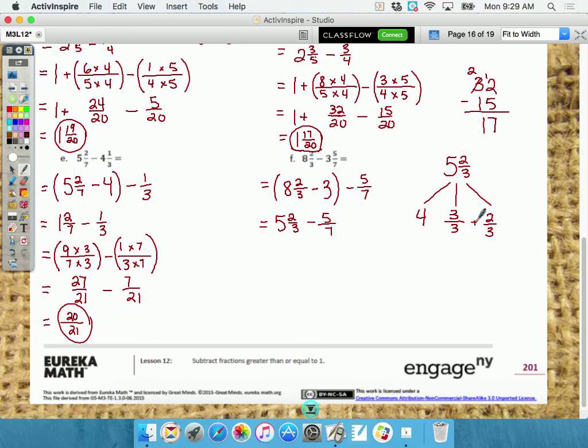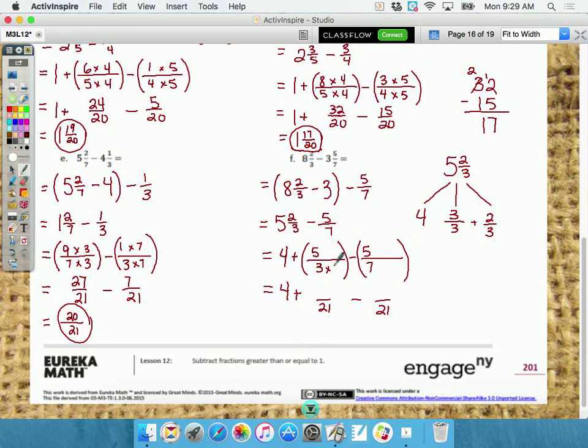So here's what I have. What's 3 plus 2? 5. So I have 5/3 minus 5/7. Okay, don't forget to add 4 to your answer. So 21 again? They're kind of making this simple for us, aren't they? Yeah.